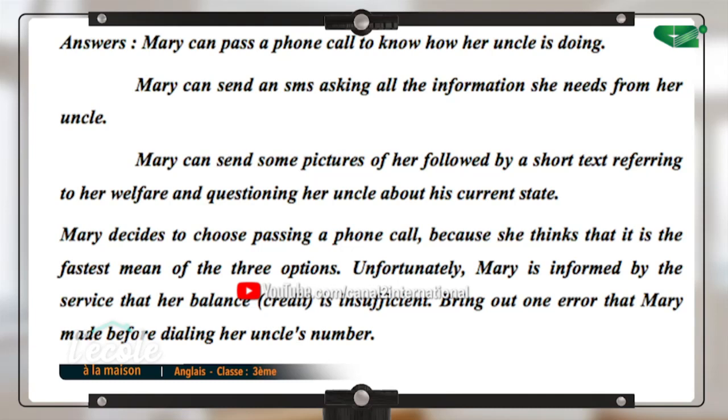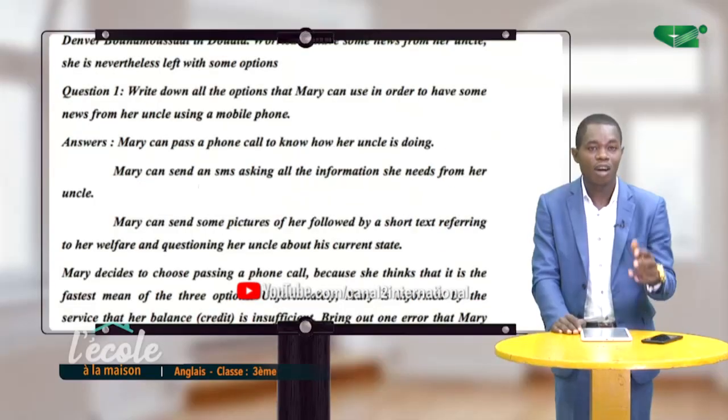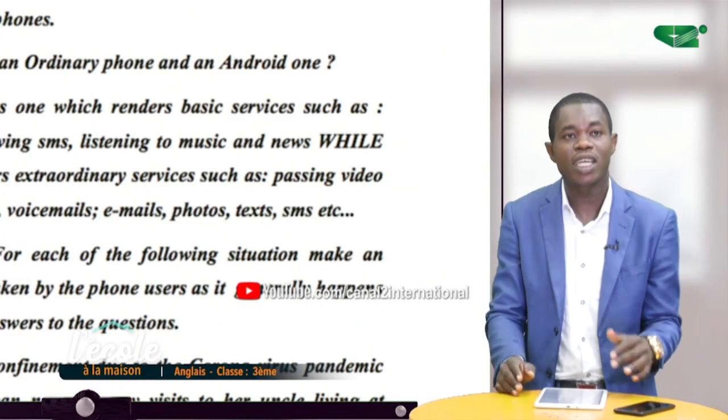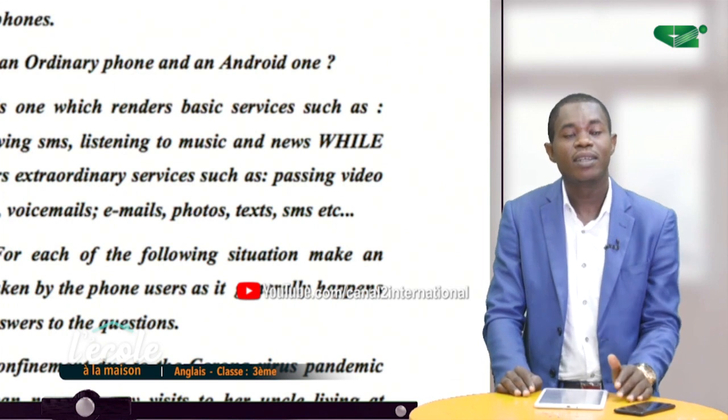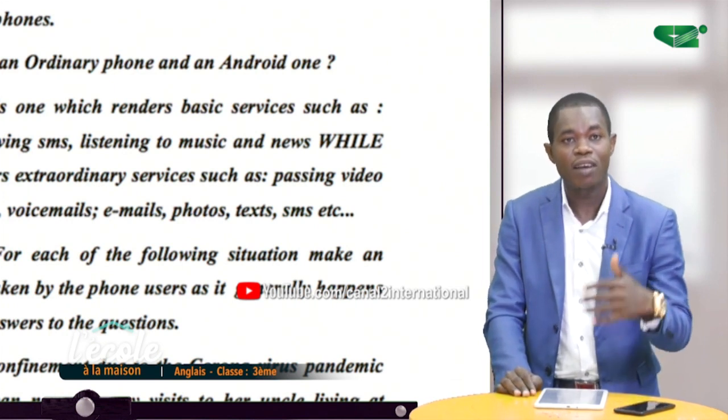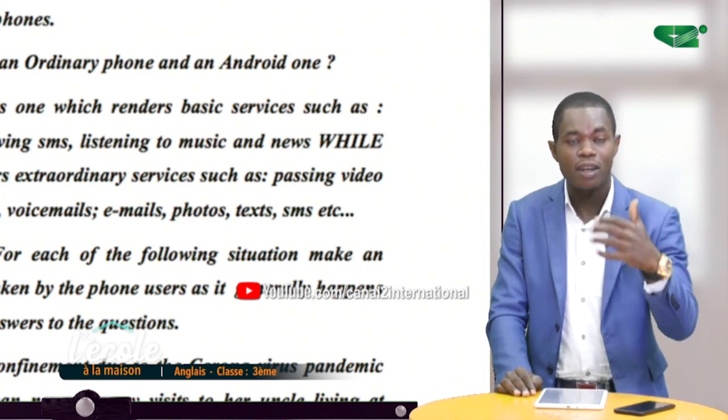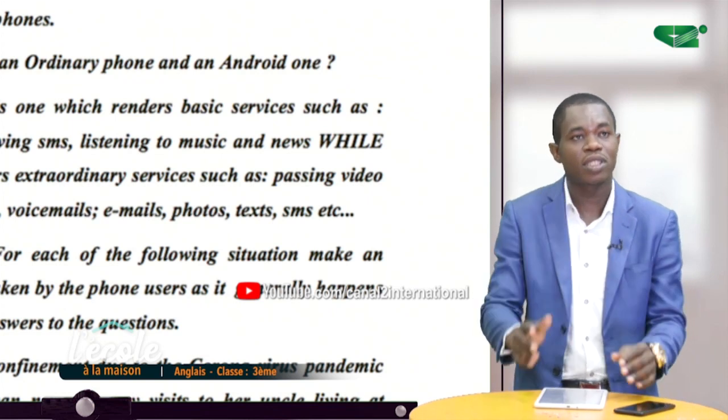So the second answer can be: Mary can send an SMS asking for the information she needs from her uncle. Those are two means or options which can enable Mary to have news from her uncle who is not living in the same house with her.